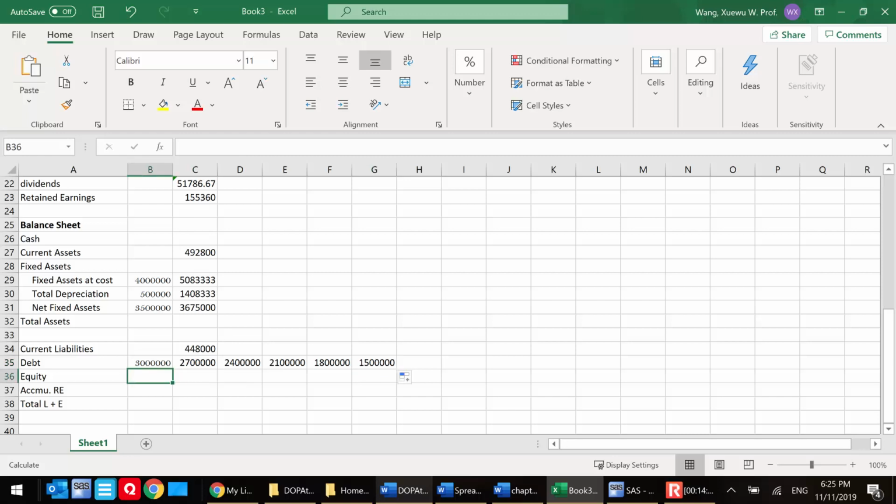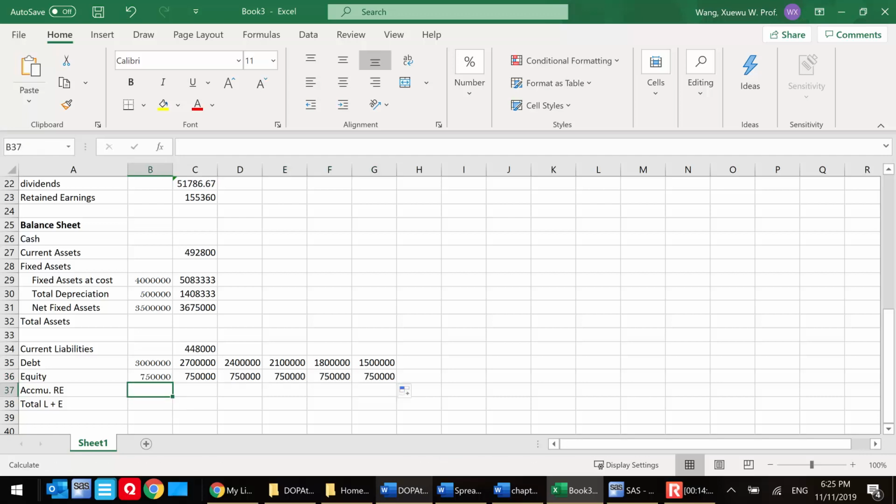All right, equity. So let me take the number for equity. That's 750,000. We put down equity here. All right, so it's going to be the same. So that's going to be the equity for year 1 to 5.